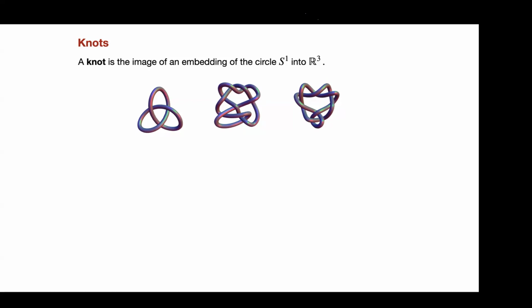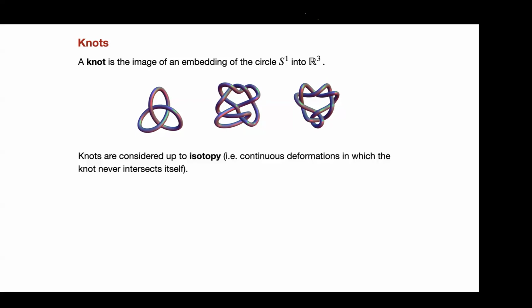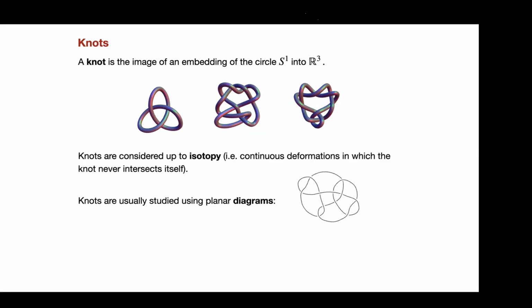But really, when we study knots, typically what we do is we consider knots up to isotopy. So we think of these things as living in some three-dimensional space, and we want to allow them to bend around and move and deform, but without passing through each other. We don't want strands of the knot to pass through themselves.